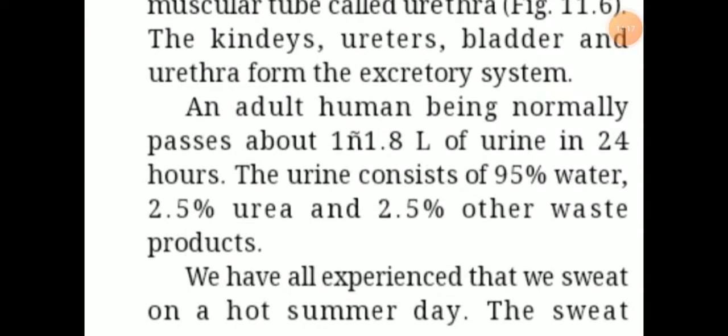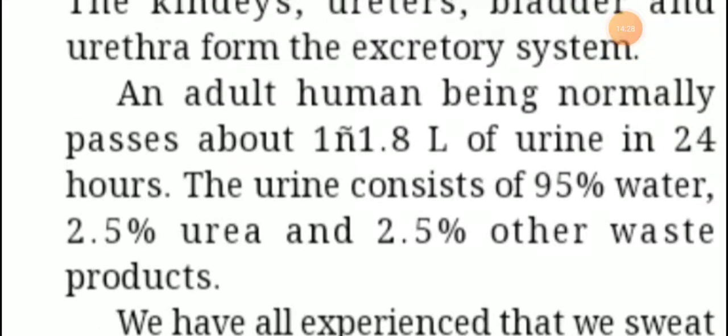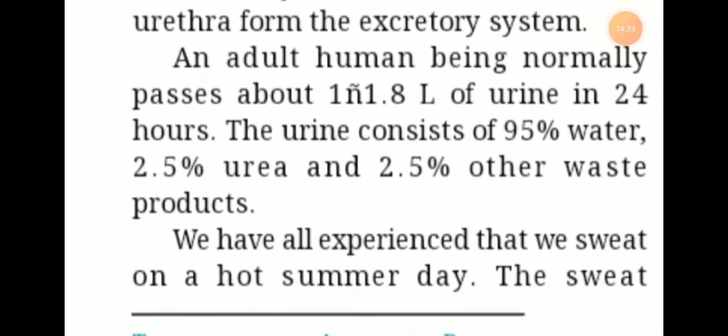See, an adult human being normally passes about 1.8 liters of urine per 24 hours. What are the components of urine? The urine consists of 95% water, 2.5% urea, 2.5% other waste products.